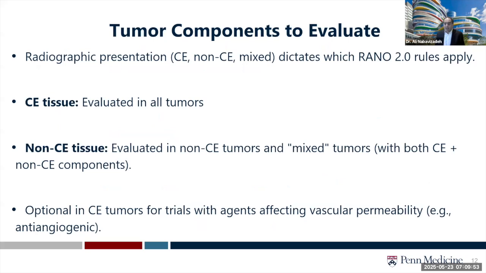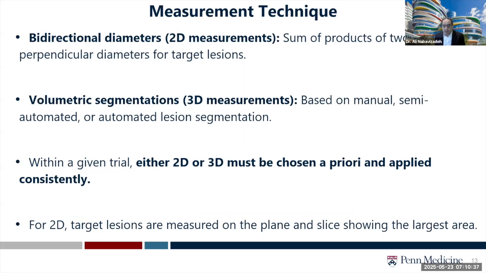In terms of tumor components to evaluate, per RANO 2.0, we need to evaluate both contrast enhancing and non-contrast enhancing, or both, depending on the tumor type. Enhancing tumor needs to be evaluated in all tumors. Non-contrast enhancing tumor needs to be evaluated in predominantly non-contrast enhancing tumors, and also mixed tumors that have both components. If we have a trial that includes vascular permeability anti-angiogenic agents such as bevacizumab, we also need to evaluate non-contrast enhancing tumor.